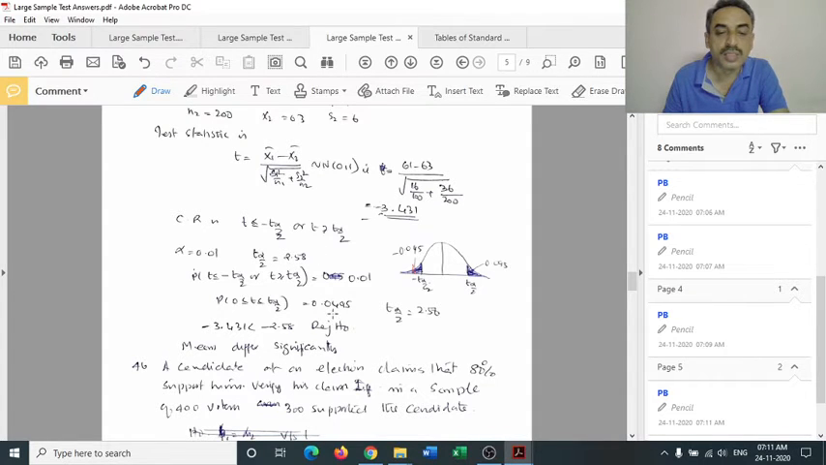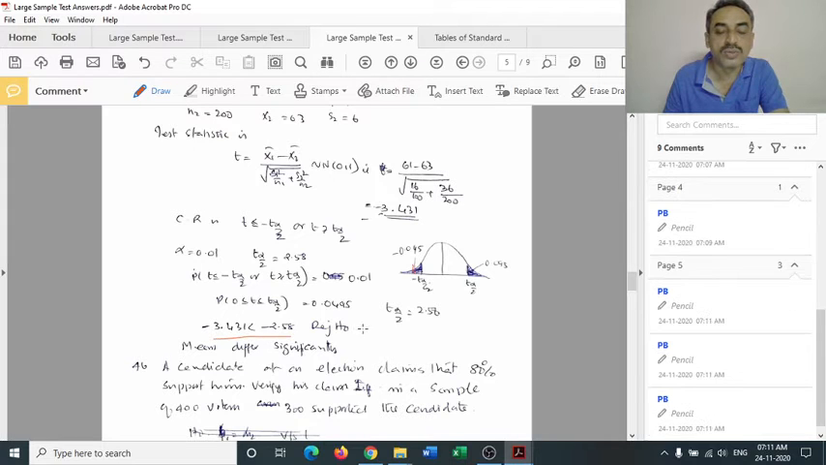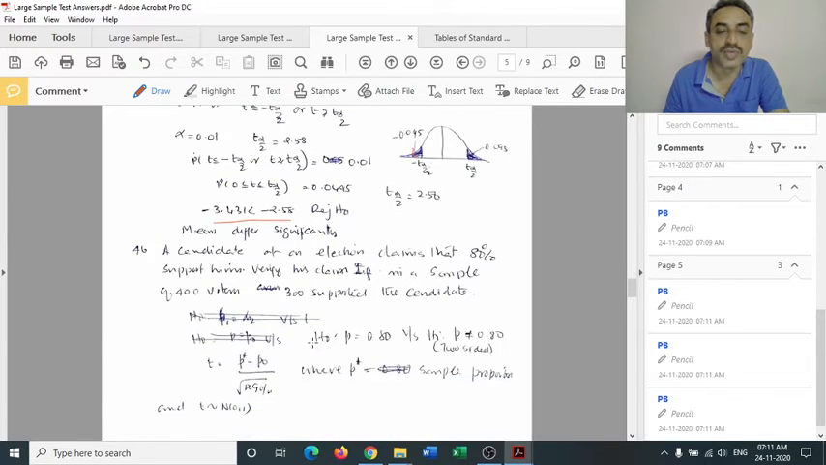That is, minus 2.58. So this value minus 3.431 is less than minus 2.58. So we reject H0. Again, minus 3.431 appears in the left side shaded sector. So the means differ significantly.